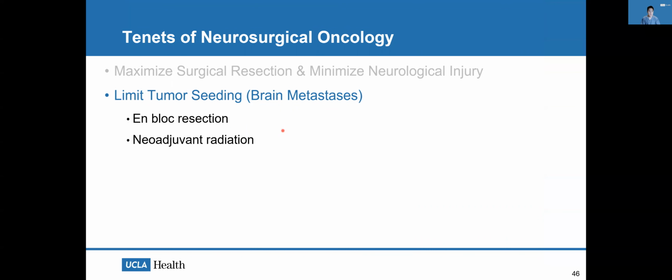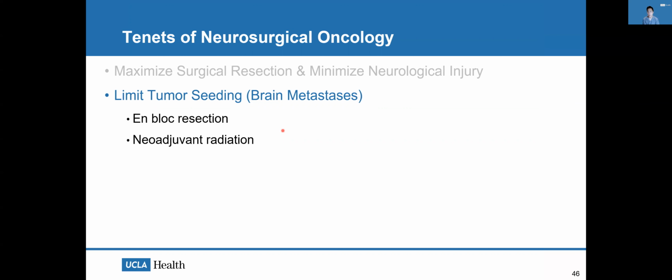And then finally, limit tumor seeding. This is the second main tenet of neurosurgical oncology. And this shifts our discussion more to the brain metastasis realm. I think a lot of the surgical tenets that I spoke of before still apply in brain mets. So the same thing as neuro navigation, planning with neuroimaging, using advanced mapping techniques, using minimally invasive surgery and laser ablation when necessary. But one thing that in particular applies to brain metastases is that you really want to limit the spread of tumor cells to the rest of the brain.